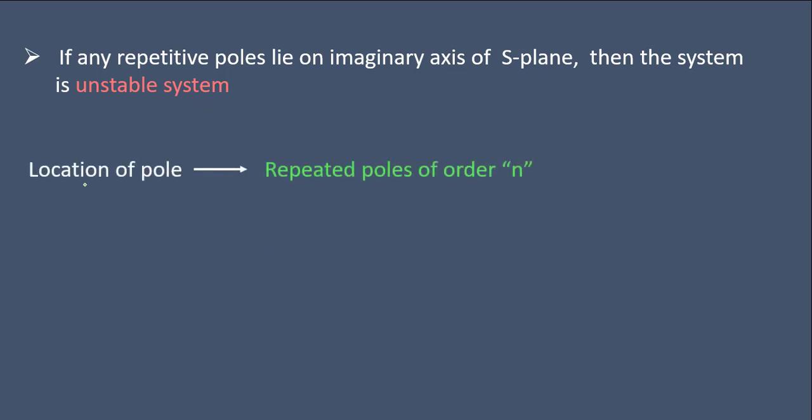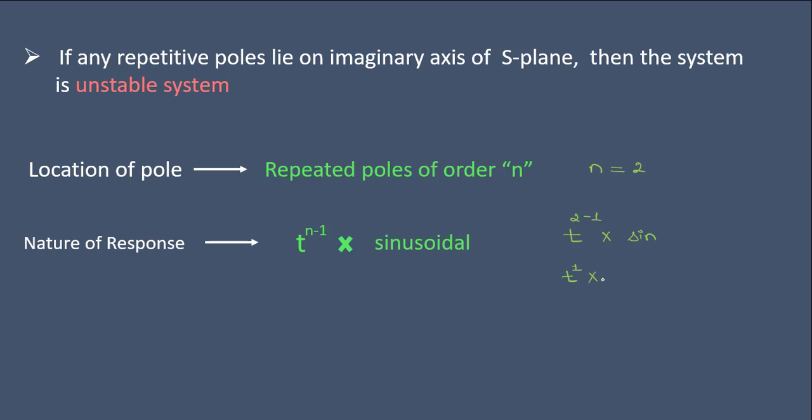Now this is interesting. If the location of the poles is repetitive poles of order n, then the nature of response will be t raised to n minus 1 into a sinusoidal signal. Our order of the poles was 2, so it was t raised to 2 minus 1 into a sinusoidal signal, so it was t raised to 1 into sine t u of t.